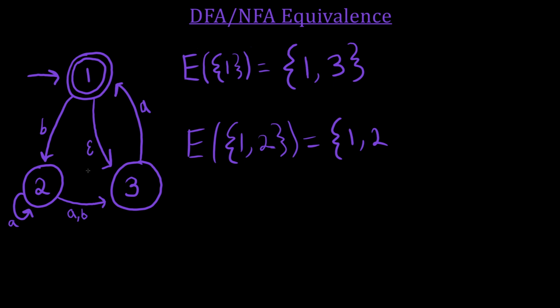Now, what about the state 3? Can we reach state 3 by taking epsilon transitions from the state 1 or the state 2? Yes, we can. There's an epsilon transition from 1 to 3, therefore 3 is in the epsilon closure. And since we've checked all of the states, we know that the set containing the states 1, 2, and 3 is the epsilon closure of the set containing the states 1 and 2. Great. So that's the concept of the epsilon closure. Now let's actually get into the translation process.